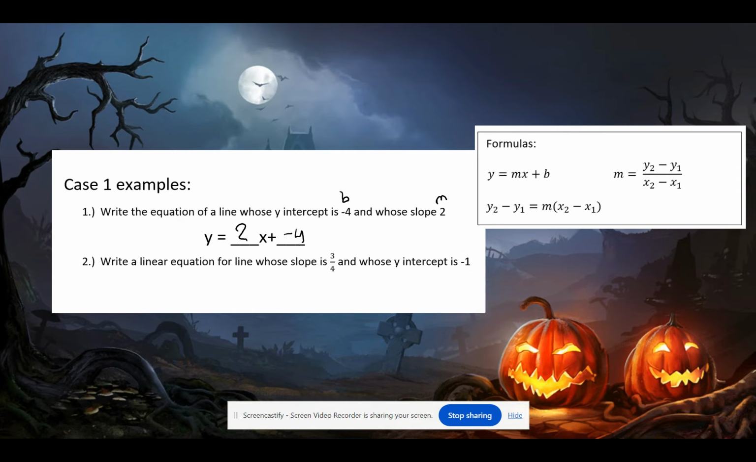And it's going to be the same thing for number 2, except this time the slope is 3/4 and the y-intercept is -1. So again, you set up your formula. Your slope, which is your m value, will go right here. So you're going to write 3/4 right here, and your y-intercept, or your b value, will go in the last space. And that's it. That's done. That's what we want our answers to look like. See how y is all by itself? Nice and pretty and ready to graph.